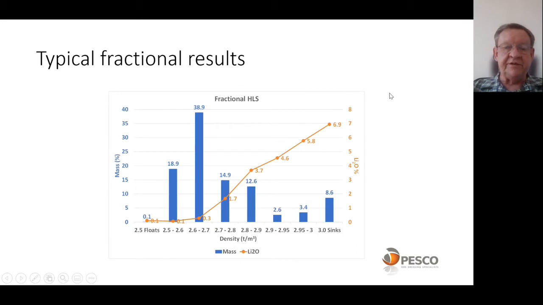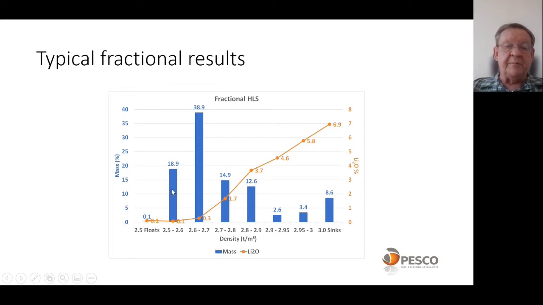Look at some typical fractional results. So on the x-axis, what we've got is the results from the HLS. So we have 2.5 floats and then 2.5 to 2.6, and so on. You can see we've got 0.1 density increments, but as we get closer to the spodumene, which we're targeting, we do it in smaller increments, in 0.05 increments.